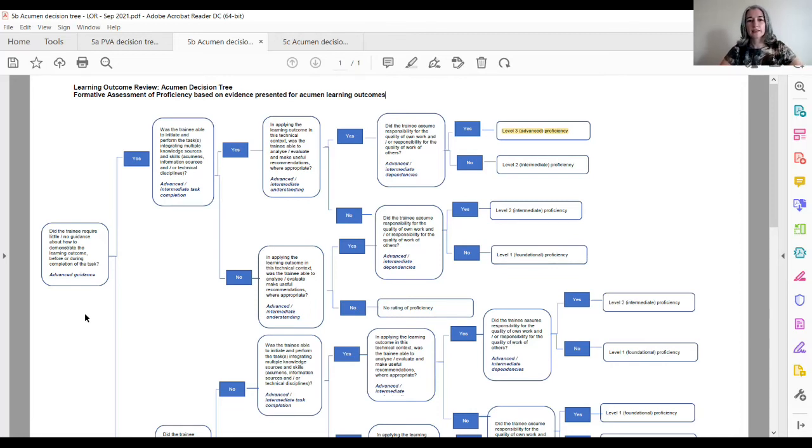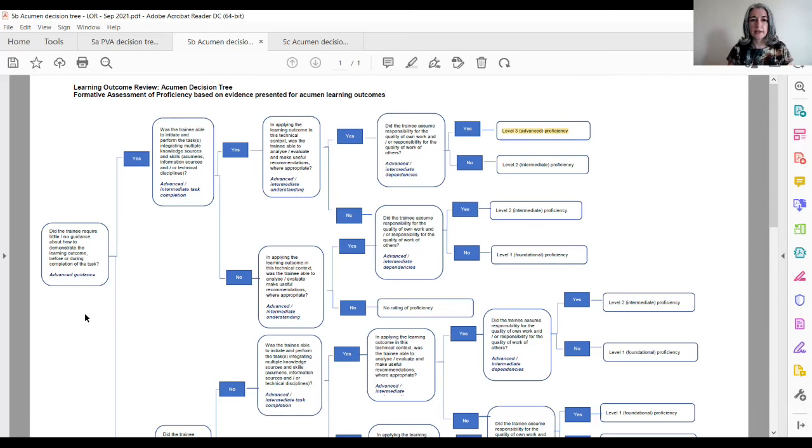In applying the learning outcome in this technical context, was the trainee able to analyze, evaluate, and make useful recommendations where appropriate? Again, we're talking advanced intermediate. You'll remember the element of making useful recommendations came through from an advanced proficiency level in that dimension. And we're saying where appropriate. So if the training office is requiring the trainee to be able to make recommendations and they're not able to, that's taking them down a level. And it is starting to bring into question whether it is sustainable at a level 3 proficiency. So remember this when we get to the ultimate level of proficiency.